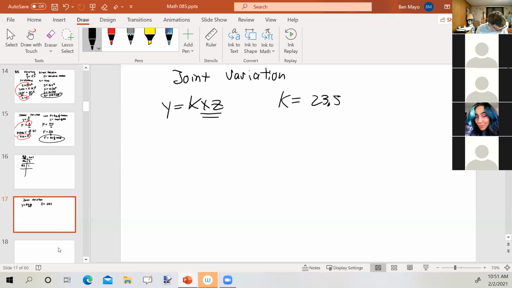All right, let's see here. It says the number of gallons of oil that can be stored in the cylindrical tank. So we're going to let G equal number of gallons.